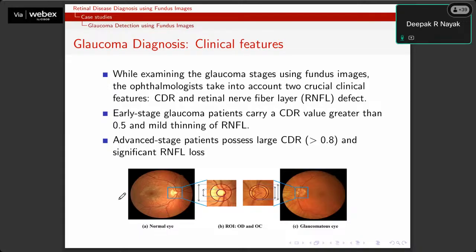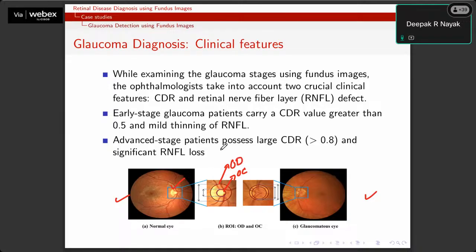Now you can see here are two fundus images. One is taken from a normal patient, and one is taken from a glaucomatous patient, that means the person who is having glaucoma. We are interested in this particular region, which is the optic nerve region, and it looks like two different parts. One is the optic cup, and this outer circle is the optic disc.